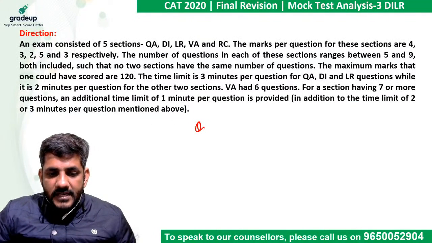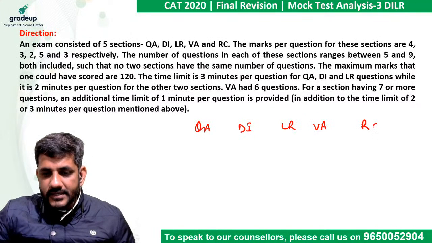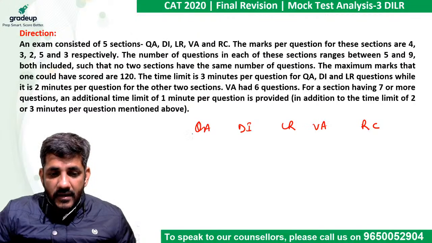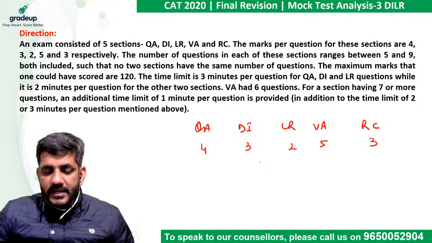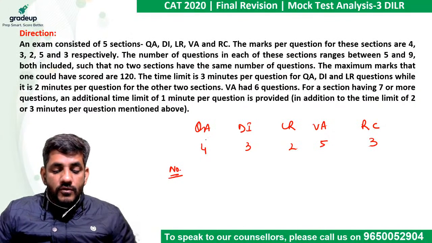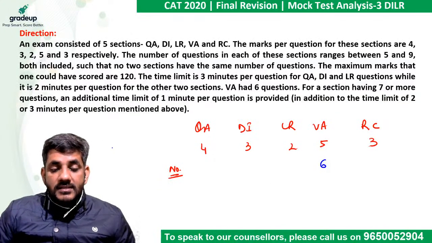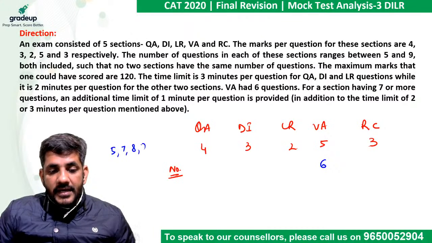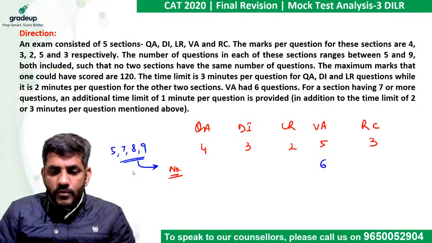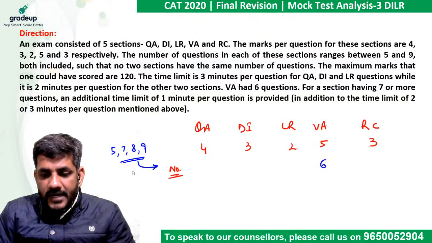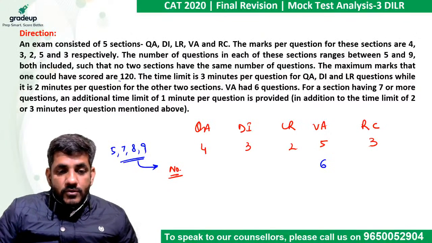So we have these 5 sections: QA, DI, LR, VA and RC. The marks per question are 4, 3, 2, 5 and 3. We don't know how many questions are there, but we know that VA has got 6 questions and the others are having 5, 7, 8 or 9 questions. The maximum marks that one could have scored is 120.